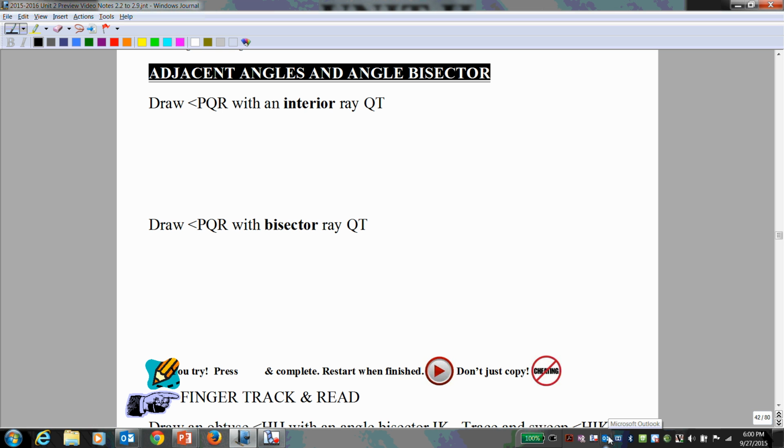Now we're going to learn the difference between these two. We're going to draw an angle PQR with an interior ray QT. Use your pencil. I'm going to wait 10 seconds here. I want you to try to draw that as quick as you can. Go.